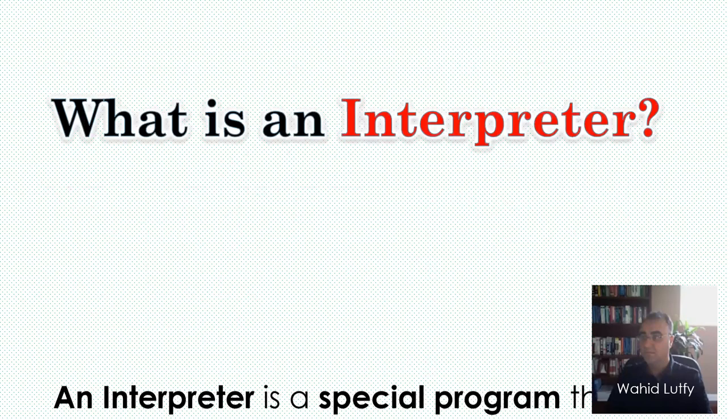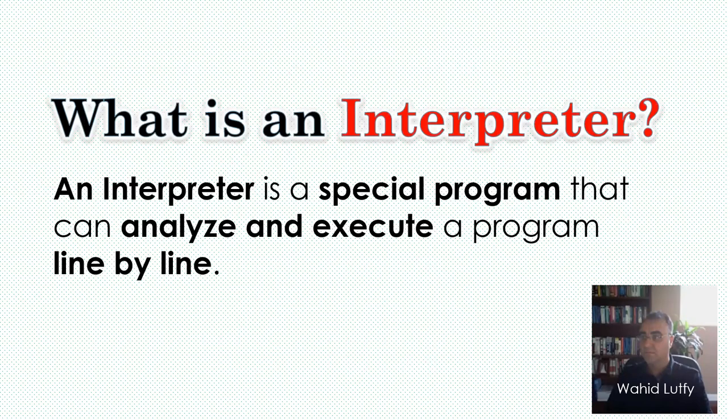The interpreter, on the other hand, does line by line analysis and execution. An interpreter is a special program that can analyze and execute the program line by line. The interpreter is slower because it looks at each line. If the first line has some kind of syntax error, it is caught at the time of interpretation, and it throws an error. Then you correct it, it goes to line number 2, and you move on through the entire program.